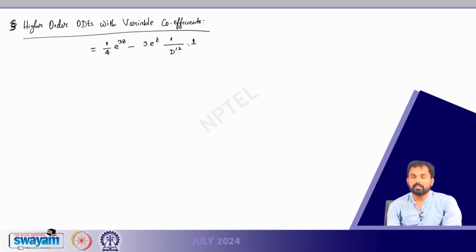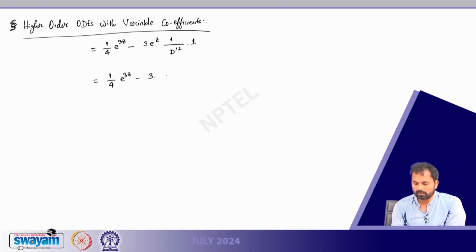So, here we are integrating 1 twice. If you integrate 1, it will become z. If you integrate it twice, then it will be z square by 2. So this will become 1 by 4 e to the power 3z minus 3 e to the power z into z square by 2. So here we have 1 by 4 e to the power 3z minus 3 by 2 z square e to the power z.